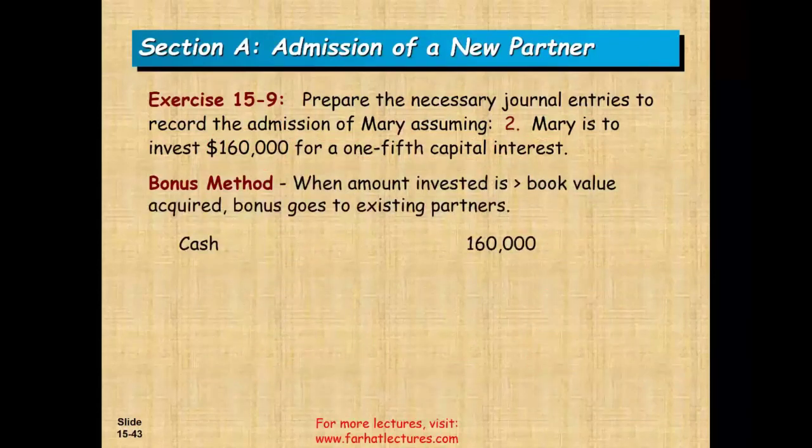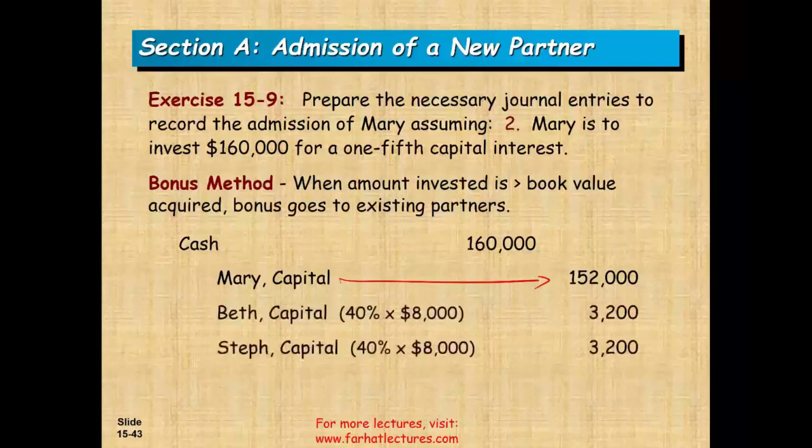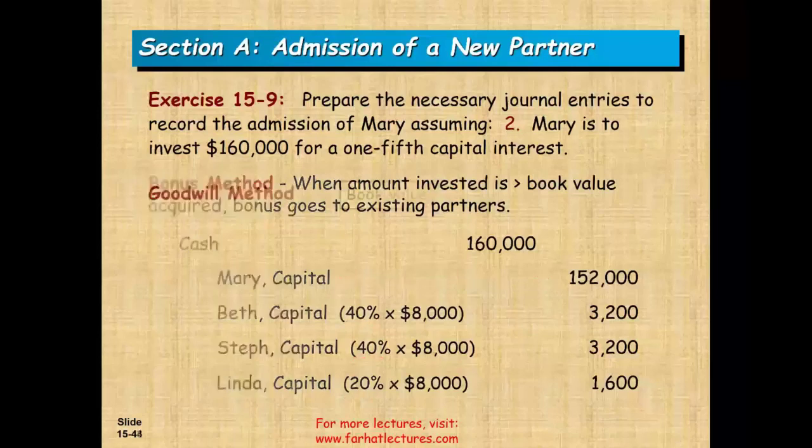We debit cash 160. The partnership received actual cash 160. Mary's capital only increased by 152, and although she paid 160, but hey, if you want to join us, you're going to have to get less than what you paid for. And the 8,000 is split 40 to Beth, 40 to Steph, and 20 to Linda. So that's how it works.